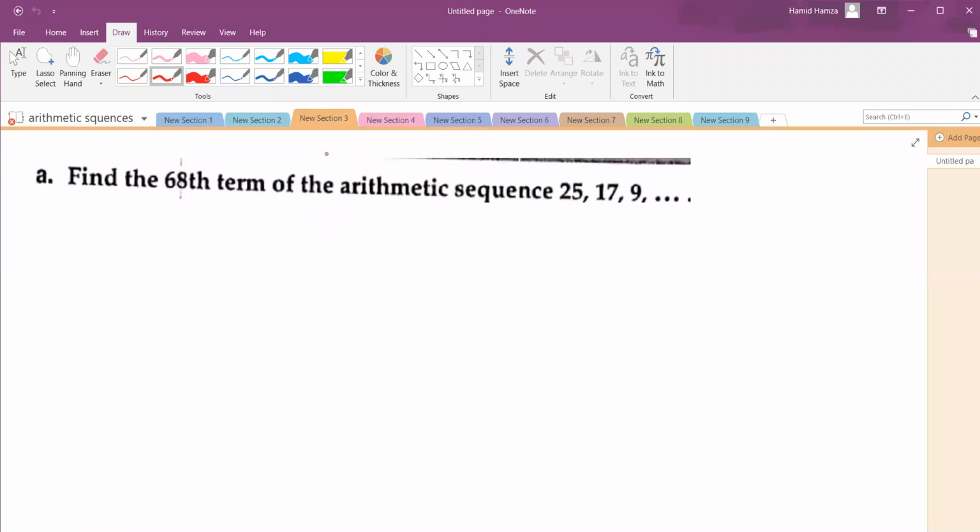So this part is constant, An equals An minus 1 plus the common difference, in one line like this. Okay, so we'll move to the next one. Find the 68th term of the arithmetic sequence 25, 17.